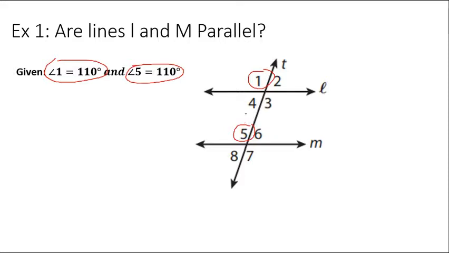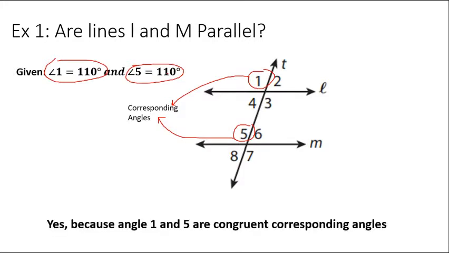So if you remember the angle relationships here, these two angles, 1 and 5, are corresponding angles. Now, in order for lines L and M to be parallel, these two angles, 1 and 5, have to be congruent. So based on the given information, since angle 1 is 110 and angle 5 is also 110 degrees, they're both congruent. So we can answer the question, are lines L and M parallel? You would say yes, because angle 1 and 5 are congruent, corresponding angles.